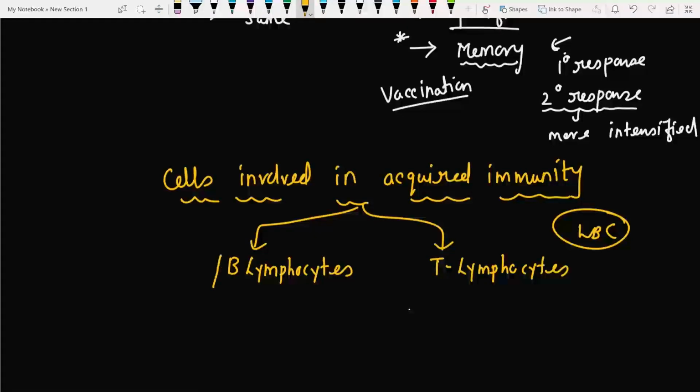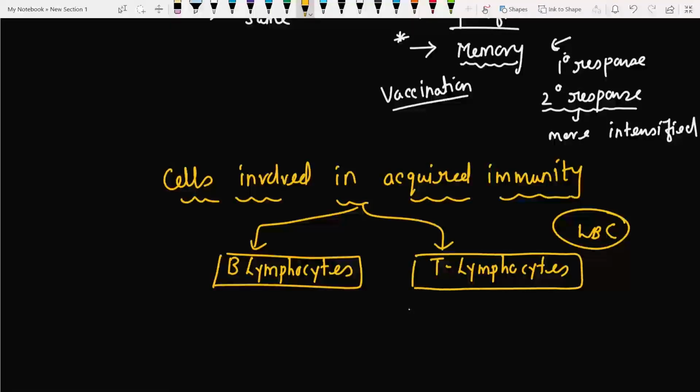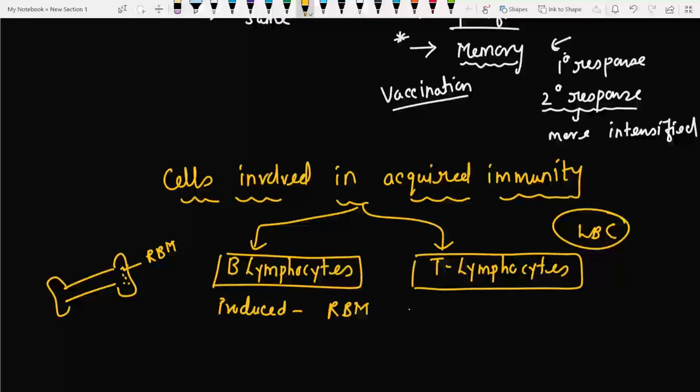As we know, lymphocytes are produced in, or even we can say all blood cells are produced in, bone marrow, right? Let's say this is bone. Somewhere here there is the presence of stem cells, that is red bone marrow. Here all blood cells are produced. B lymphocytes and T lymphocytes are both produced in red bone marrow, but their maturation is different in both cases.